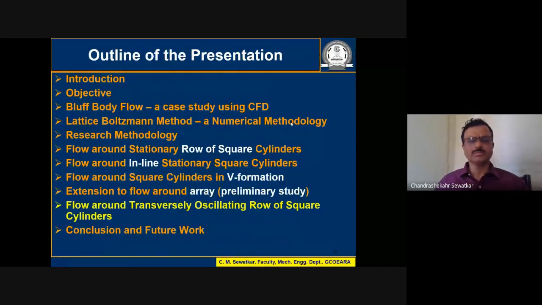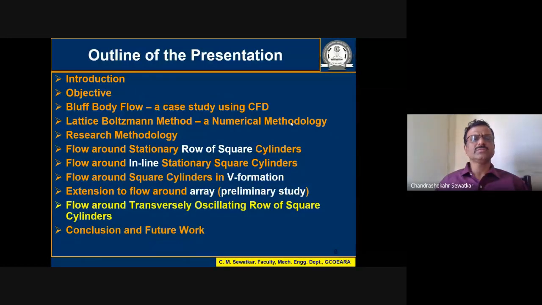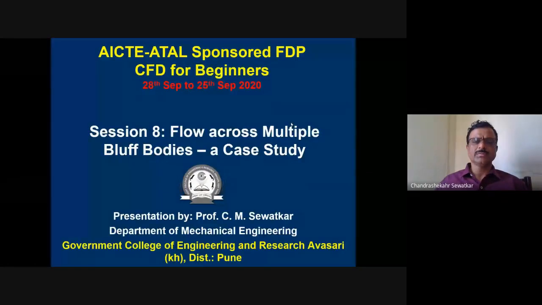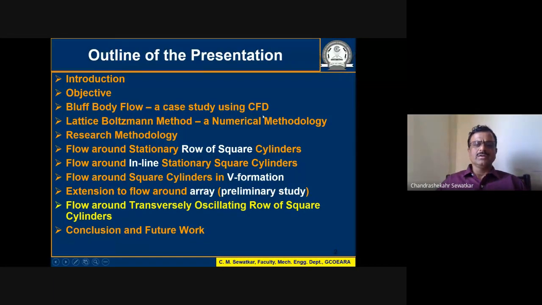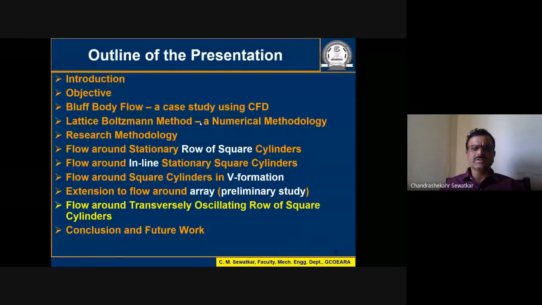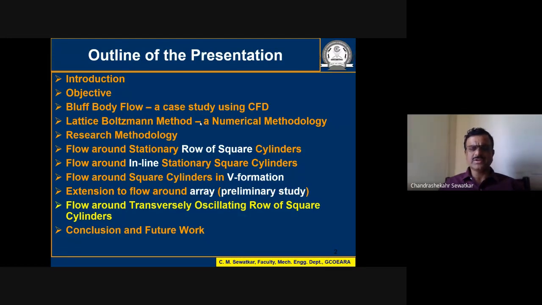The outline of my presentation today is I'll be introducing my own research, that is on flow across multiple bluff bodies. I'll be talking about objectives, bluff body flow, a case study using CFD. I'll speak for a few minutes on the lattice Boltzmann method. I'll spell out my research methodology. Then my work is essentially divided into four parts: flow around a stationary row of square cylinders, flow around inline stationary square cylinders. Square cylinder is essentially a bluff body.